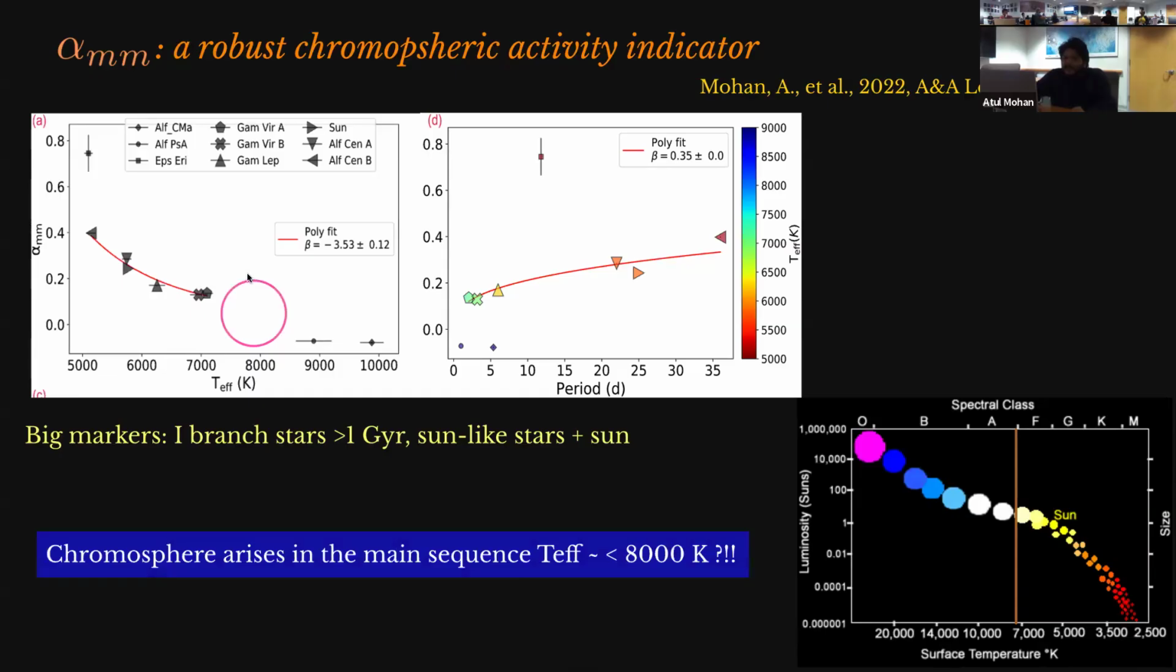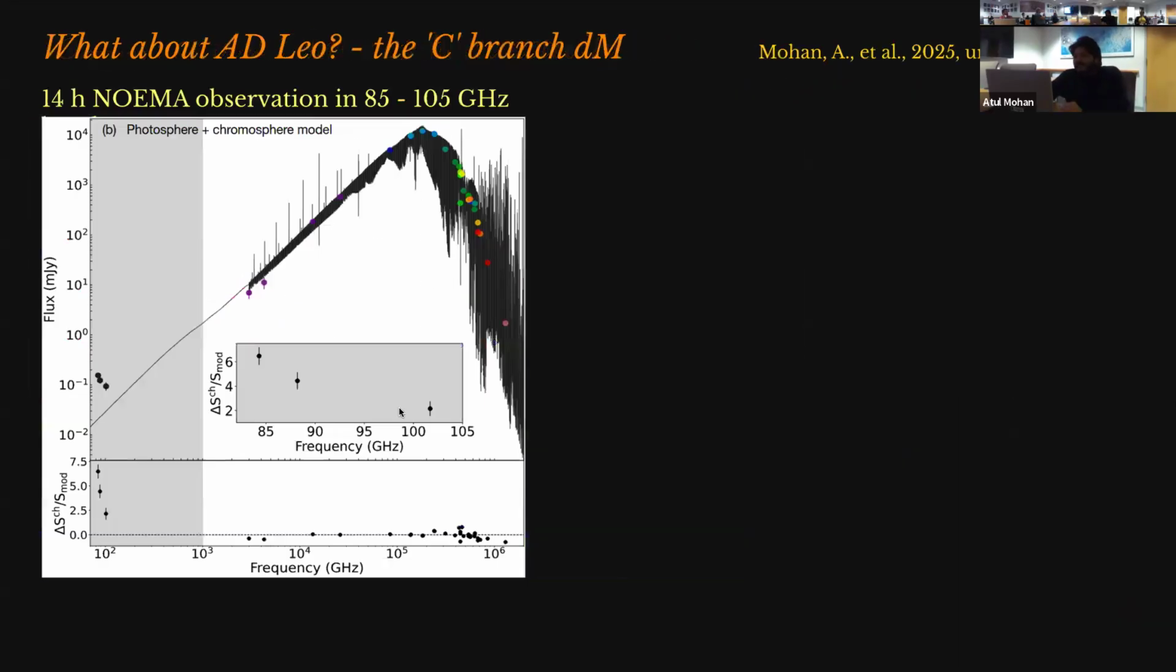And we see that around 8,000 Kelvin is where all this activity basically starts in the main sequence, if you simply extend it. These stars have alpha less than 0, which basically means it's a dropping temperature as you go to higher and higher. So, yeah, now the question is: what about the C branch star AD Leo?